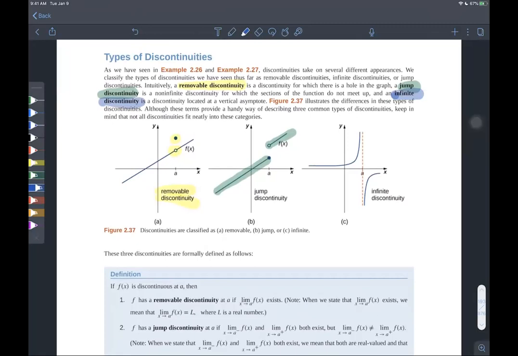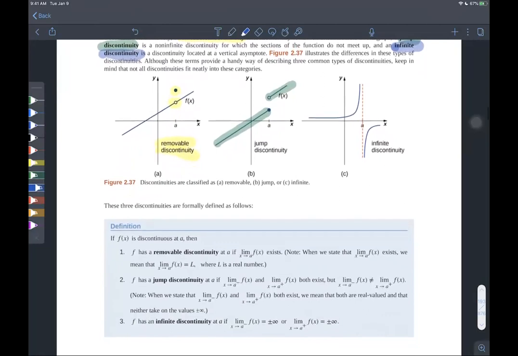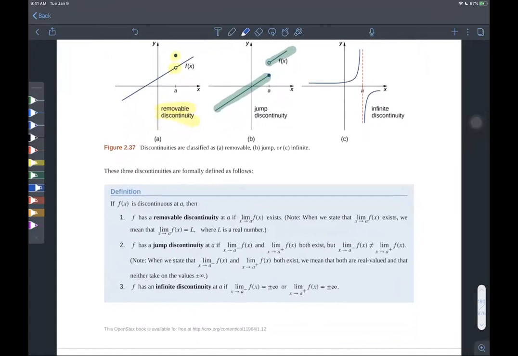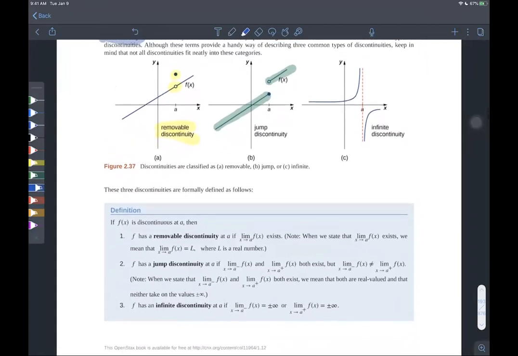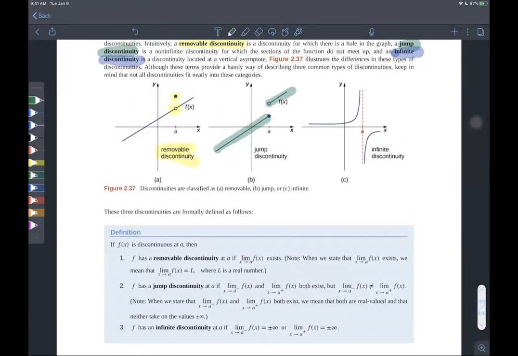Figure 2.37 illustrates the differences in these types of discontinuities. Although these terms provide a handy way of describing the 3 common types of discontinuities, keep in mind that not all discontinuities fit neatly into these categories. Yes, there are more complicated functions out there, but these are the main ones that we'll look at in this class. These 3 discontinuities are formally defined as follows. So let's just go over this definition here quickly.